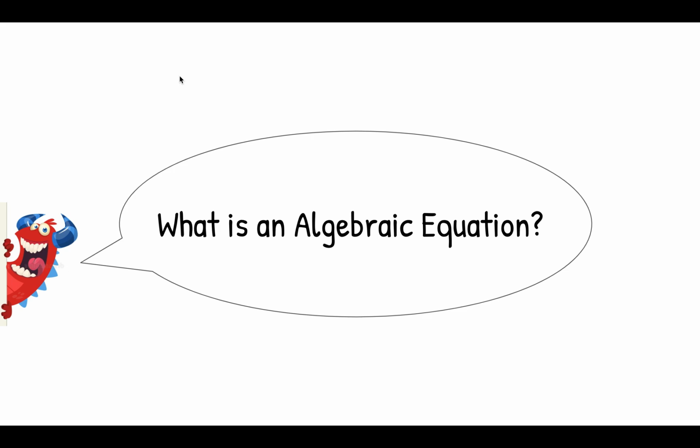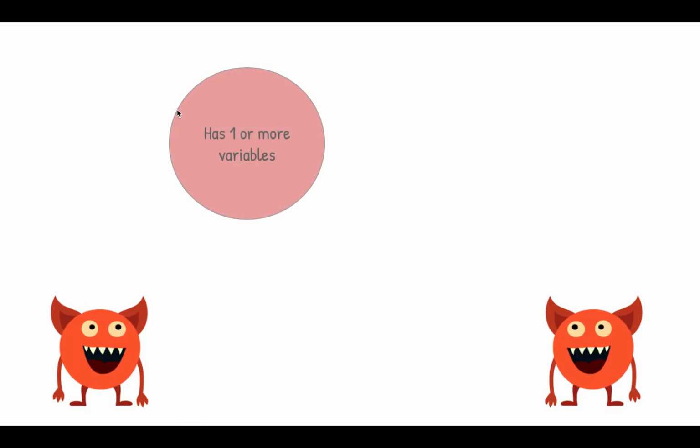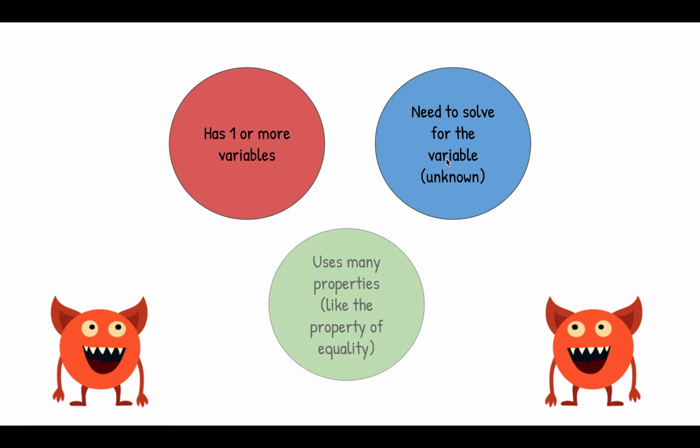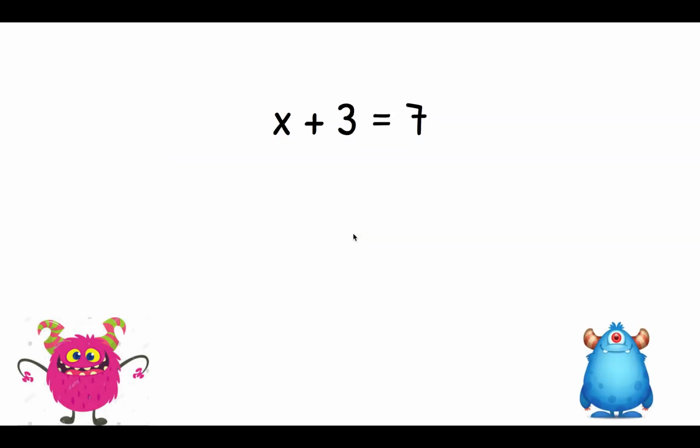So now that we know like terms and variables, what is an algebraic equation? An algebraic equation has one or more variables. You might have solved equations in the past, but to be an algebraic equation, you need to have a variable associated with it. And the point of an algebraic equation is solving for an unknown, which in this case is the variable. Many algebraic equations use many properties, but in this course, we're only going through what the property of equality is. So this is an example of an algebraic equation.